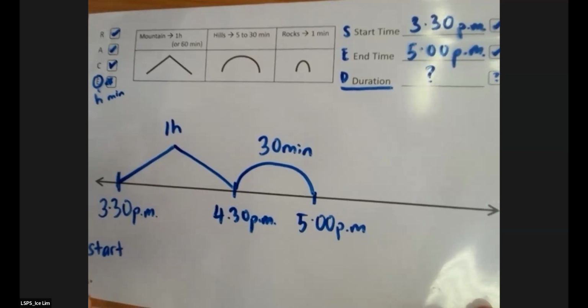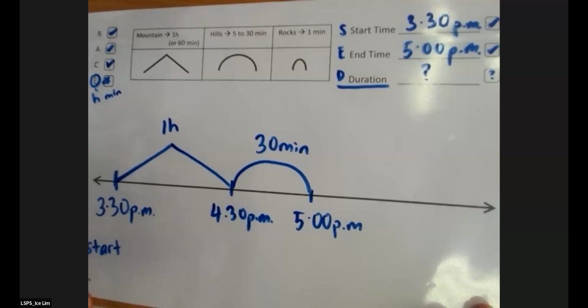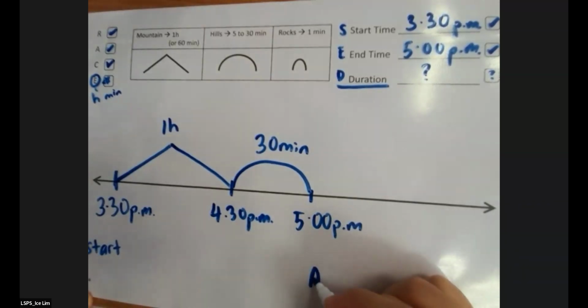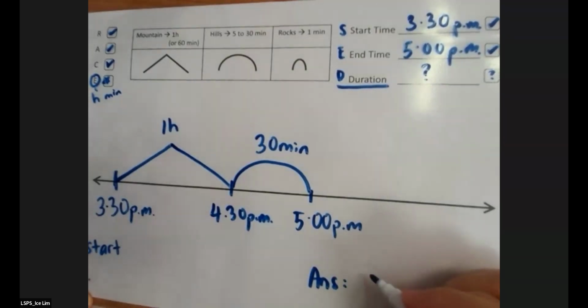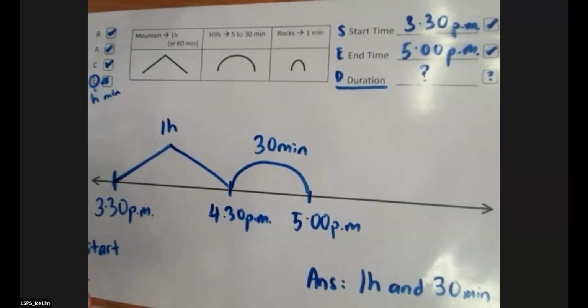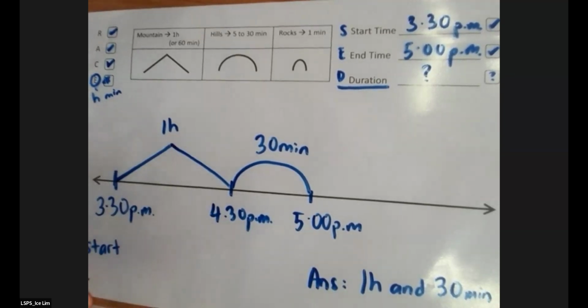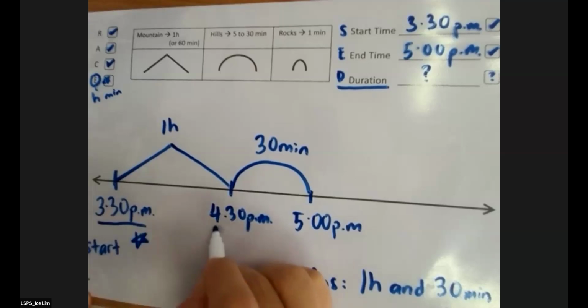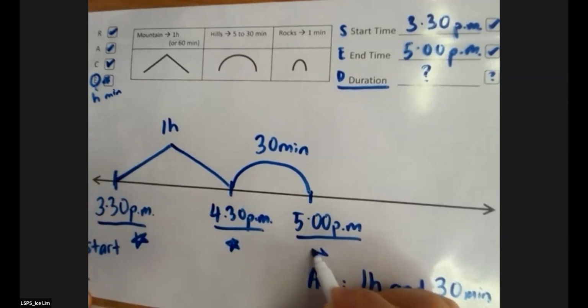So the answer for the question of Anna watching a movie, the duration of the movie is 1 hour and 30 minutes. So this is how you do the timeline. That's called mountain, hills, and rocks. Don't need rocks yet because it's quite nice timings. 1 hour and a half, 1 hour, you can solve already. So it's important to have this time written at the bottom of the timeline, so you know that you're counting correctly.